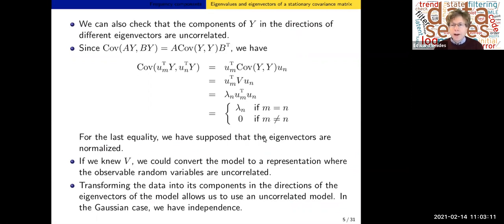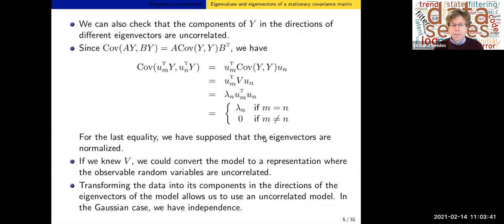So this has the feature that if we knew V, we could convert the model to a representation where the observable random variables are uncorrelated. V is an n by n matrix. In general, it's going to be hard to know. So that's why we often assume IID. If things are IID, then we know V is diagonal with just a term sigma squared down the diagonal.